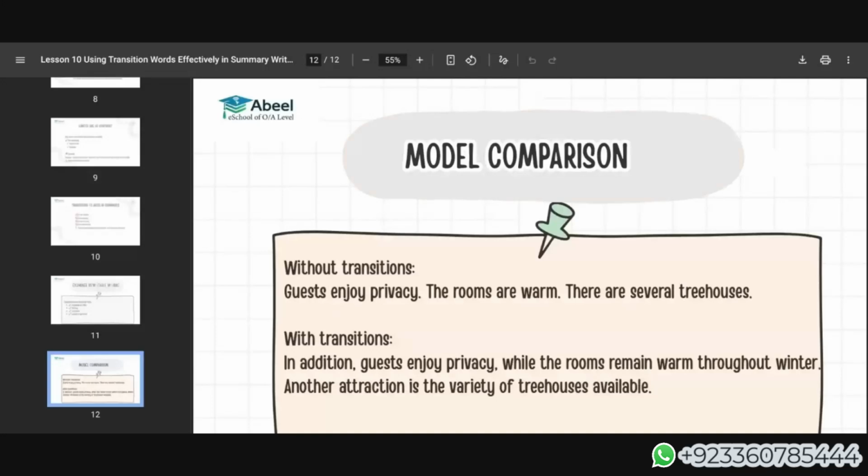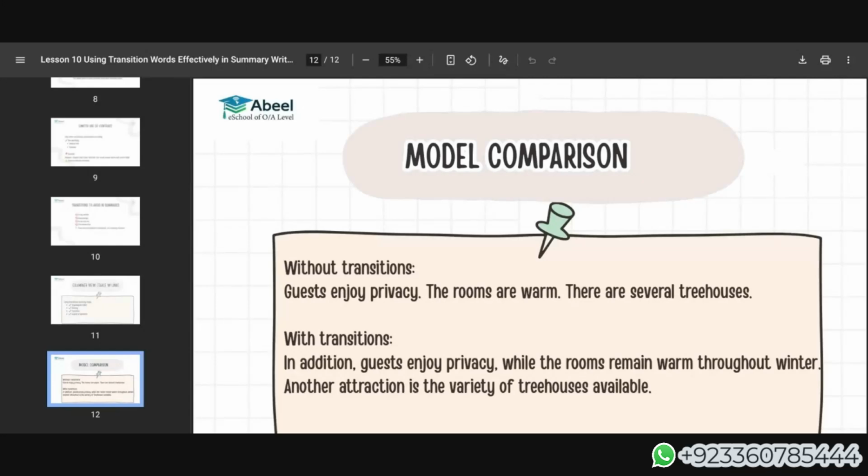Transitions, we can say, in addition, guests enjoy privacy while the rooms remain warm throughout winter. Another attraction is the variety of tree houses available. See, this is how we can make our summary writing very effective with the usage of transition words, but only wherever it is really required, wherever it is necessary.